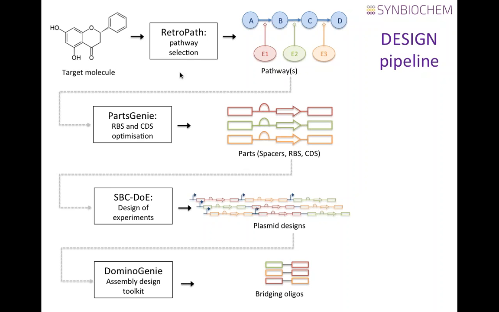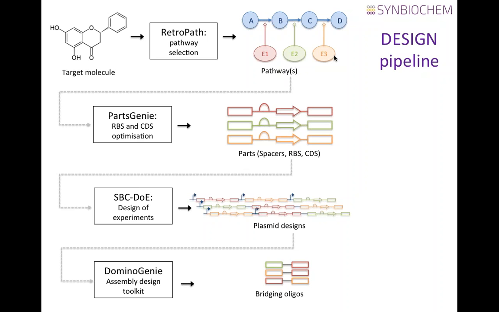The first piece of software is called RetroPath, and that is used to select the enzymes that we need to add to host metabolism to produce the chemical of interest. In this very simple example, imagine we're wanting to produce chemical D. The RetroPath software provides us with a number of candidate pathways. In this case, we've got enzymes 1, 2, and 3 that we can add to the host metabolism to produce that particular target D.